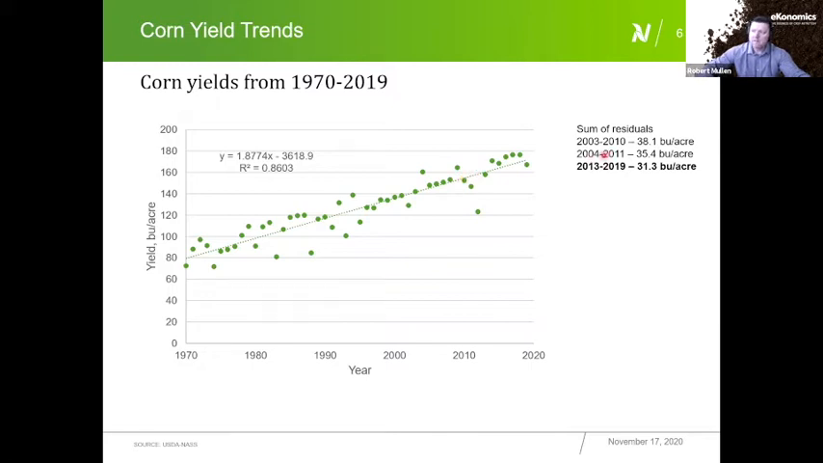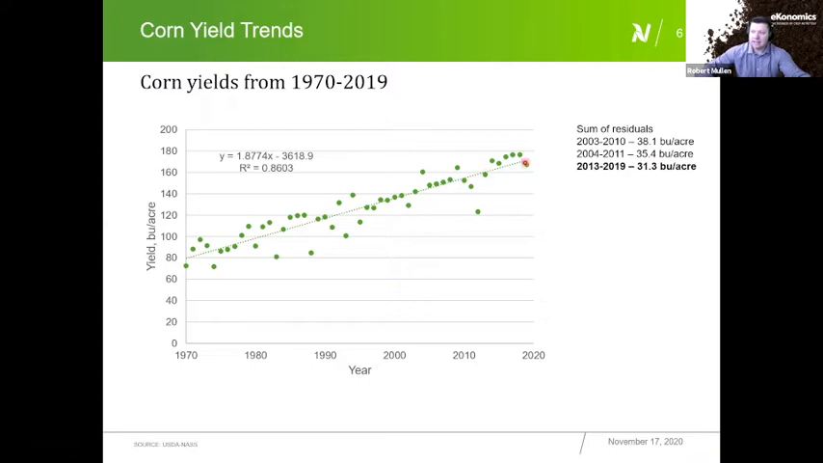2004, oddly enough, if you look at where a lot of our yield gains have occurred, they've really occurred in this millennium. So 2004 to 2011. If I start here, but now I'm including this one that's below the line a little bit further, my total sum was 35 bushels per acre above the trend line over that 7-year period.